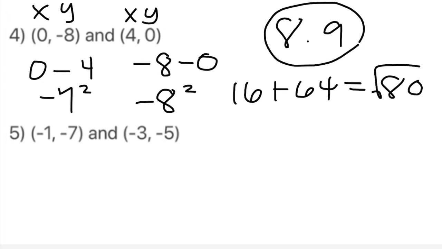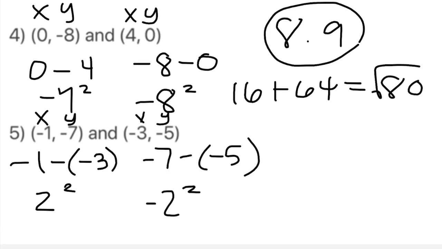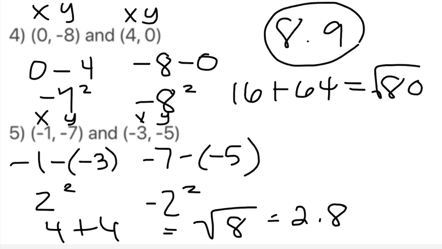So we're going to label x and y. We're going to start by finding the distance between our x values. So I've got negative 1 minus negative 3, which is the same as negative 1 plus 3, which is 2 squared. Let's find the distance between our y values. We have -7 minus -5, which is the same as -7 plus 5, which is -2 squared. So we have 4 plus 4, which is the square root of 8. 8 square rooted is approximately 2 and 8/10, rounded to the nearest tenth.